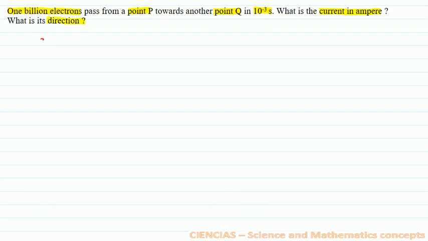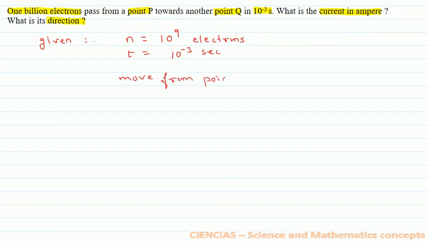So given to us is the number of electrons is 1 billion. 1 billion means 10 to the power 9 electrons. And time taken by them is 10 to the power minus 3 second. Electrons move from point P to point Q. Now we see the solution for this question.